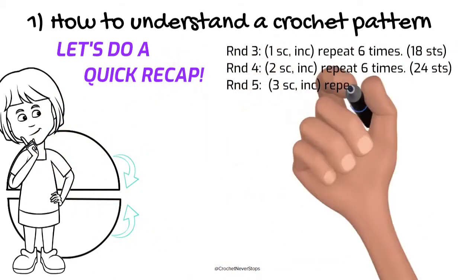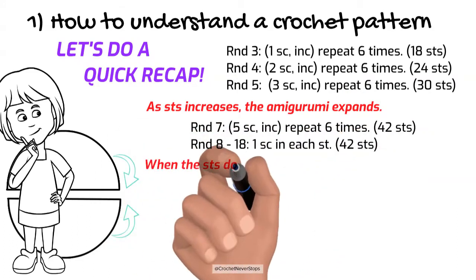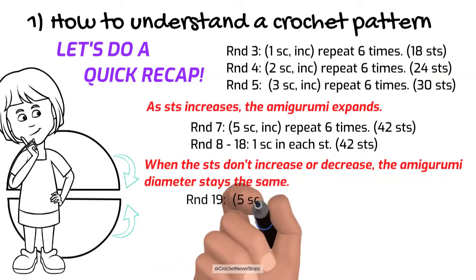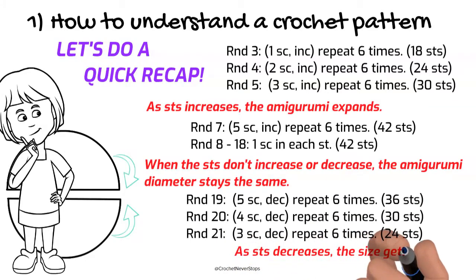Let's do a quick recap. As stitches increase, the amigurumi expands. When the stitches don't increase or decrease, the amigurumi diameter stays the same. And as stitches decrease, the size gets smaller.